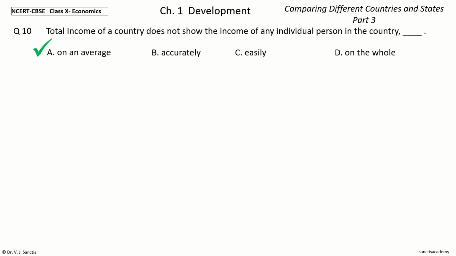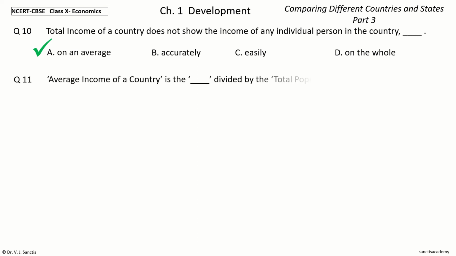And the answer is on an average. So, total income of a country does not show the income of any individual person in the country on an average.